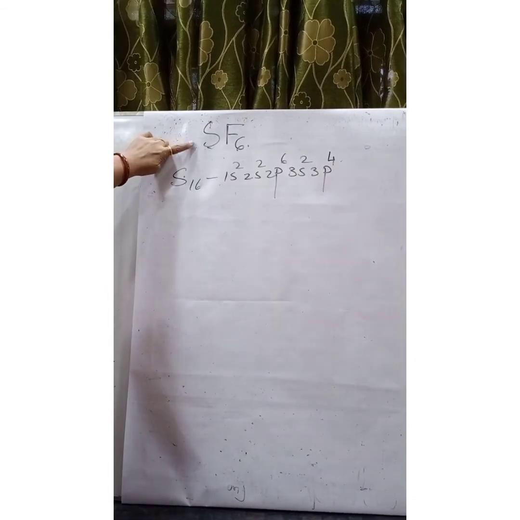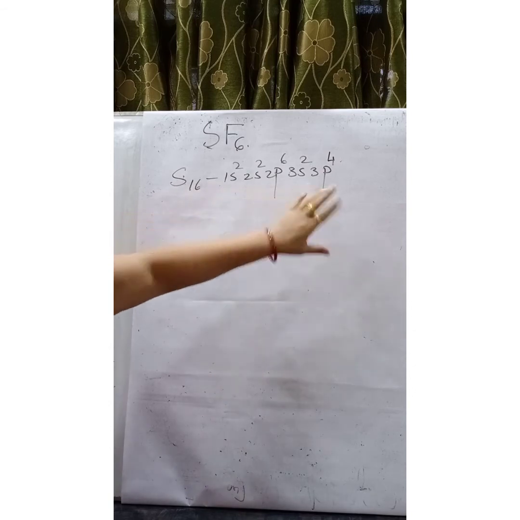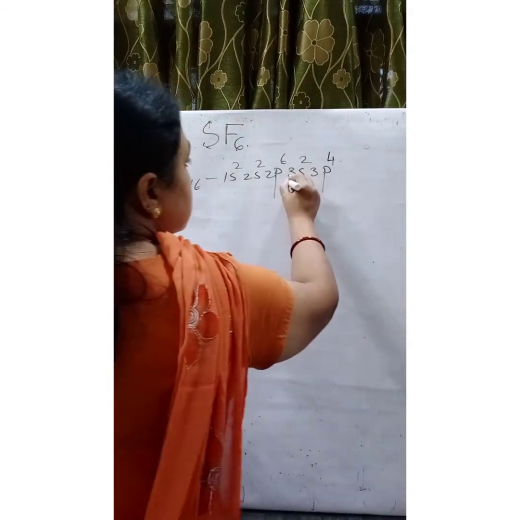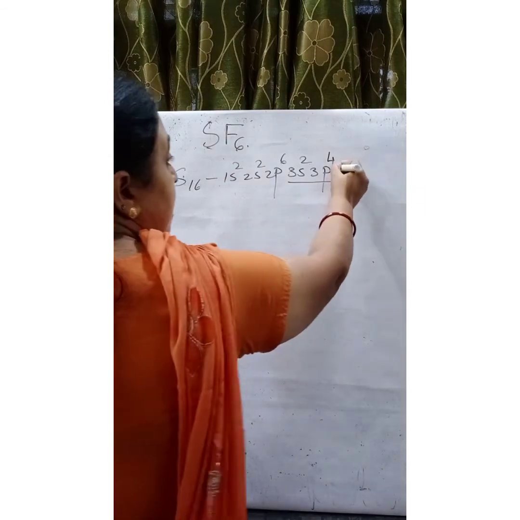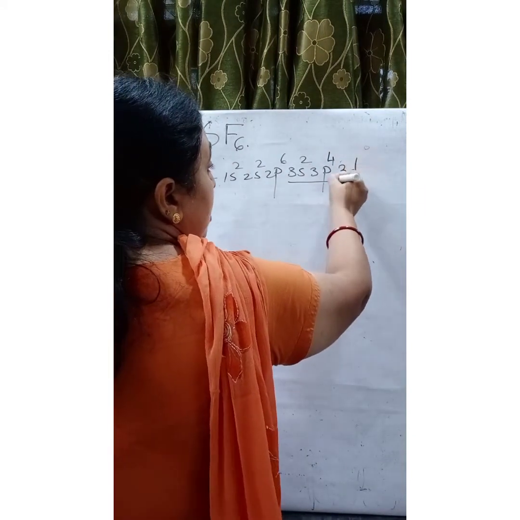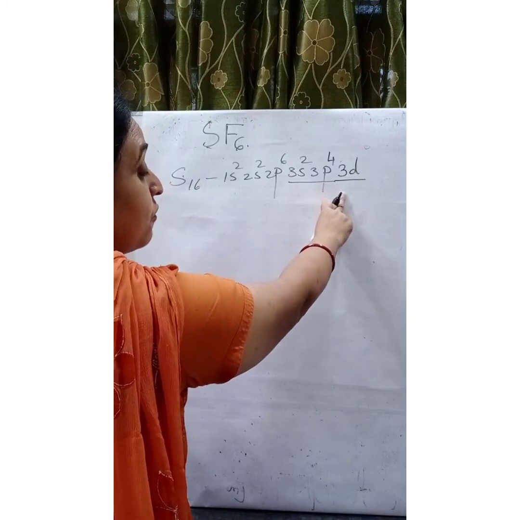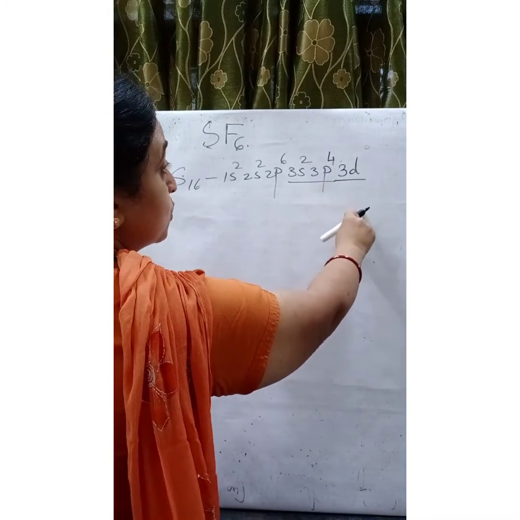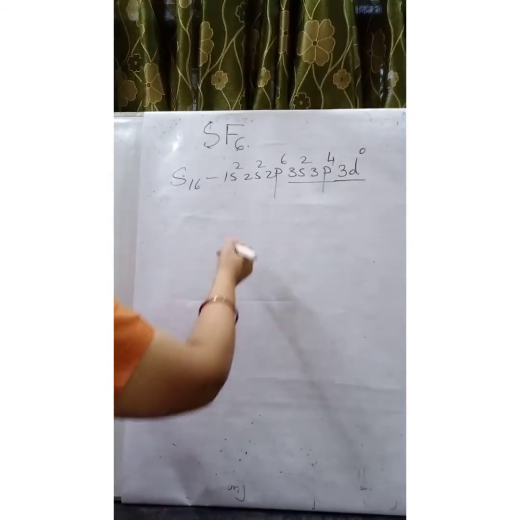Another example is sulfur hexafluoride. Sulfur atomic number is 16 and this is the electronic configuration. n is equal to 3 is the valence shell, where we are having a vacant 3d orbital also, because for n is equal to 3 the value of l is 0, 1, 2. So vacant d orbital is there which has no electrons.